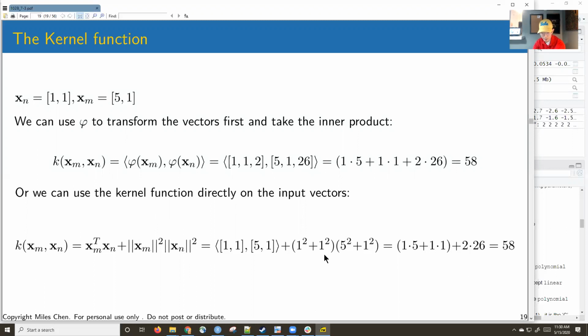So this becomes 2, and this becomes 26. And now I have 1 times 5 plus 1 times 1 plus 2 times 26, and I also get 58. So I get the same value, 58 and 58, whether I transform them into 3D and then take the dot product, or if I just use this expression, which is the kernel function, I can get the equivalent result.